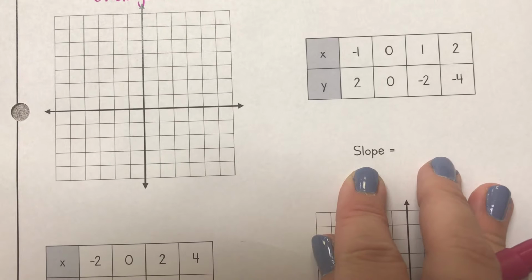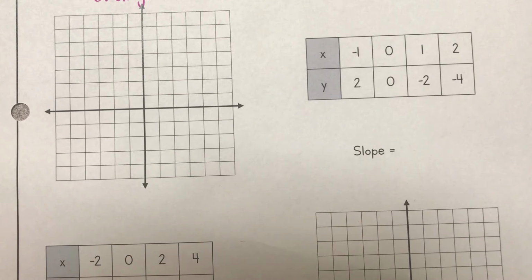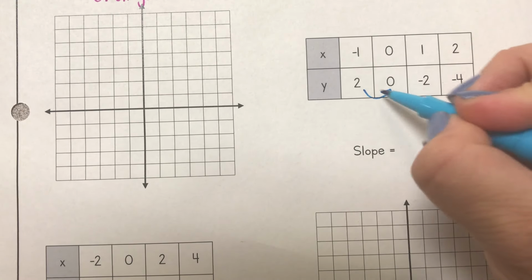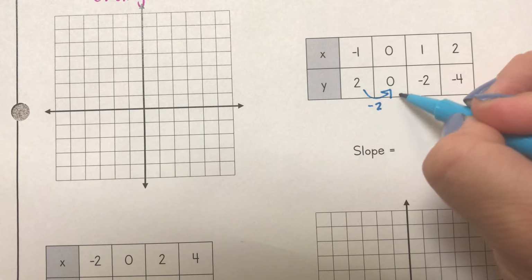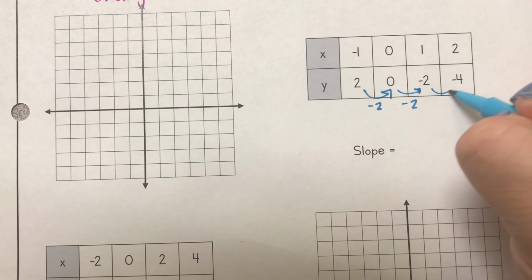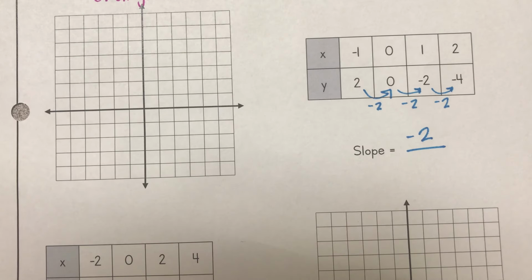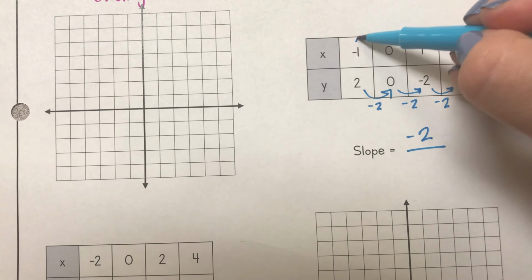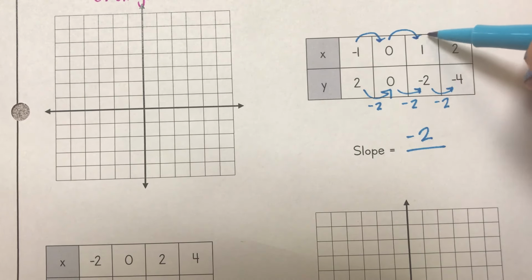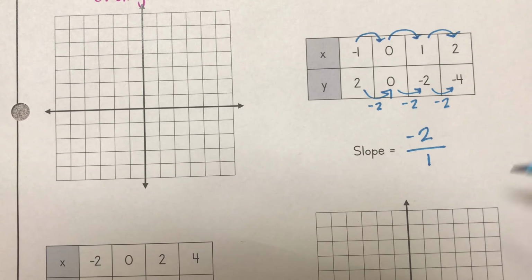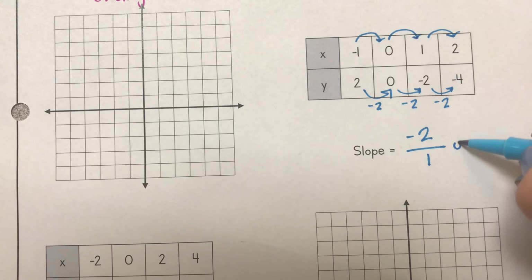So look at this next one. Slope, again, is change in y over change in x. So this is going from 2 to 0, that's down 2. That's down 2. That's down 2. So the change in y is negative 2. My x is going up 1, up 1, up 1. Negative 2 over 1, and I can write that as negative 2.